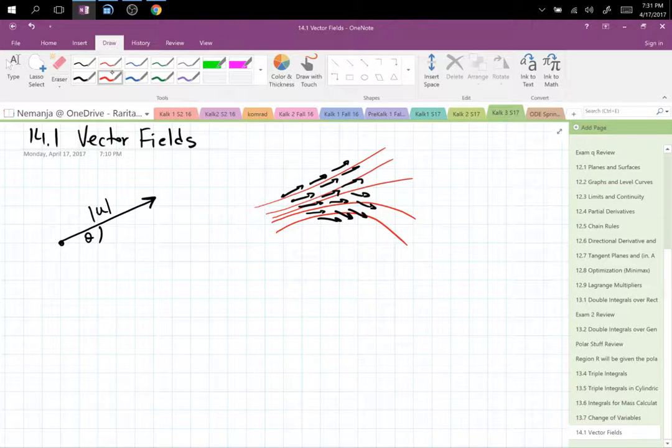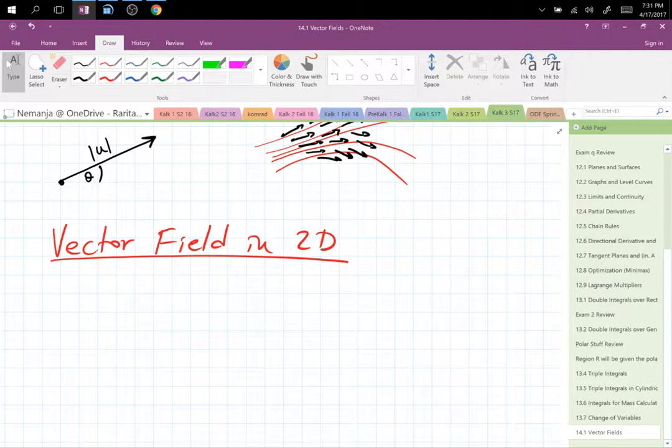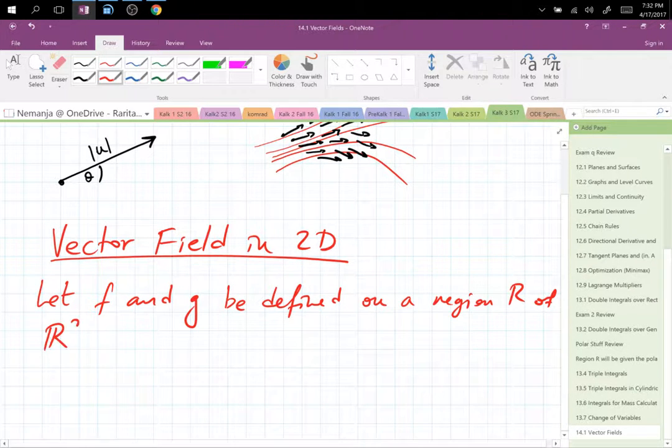So what is the vector field in 2D? Vector field in 2D. So let f and g be defined on a region R of R2, which is the 2D.